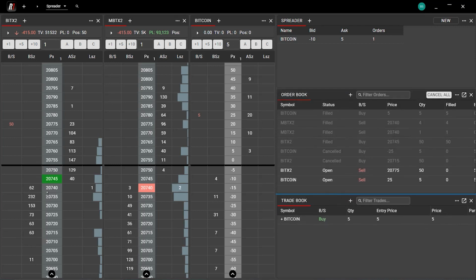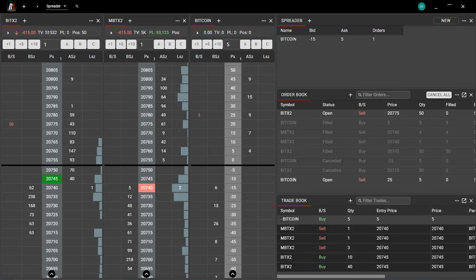We can see our average buy price on the nano Bitcoin contract, $7.45, and our average sell price in the micro Bitcoin contract, $7.40. In this case, we gave up the $5 to get the execution. Note also that in the trade book, we see by default only the parent fill. However, we can expand this using our expander to see each individual leg fill.